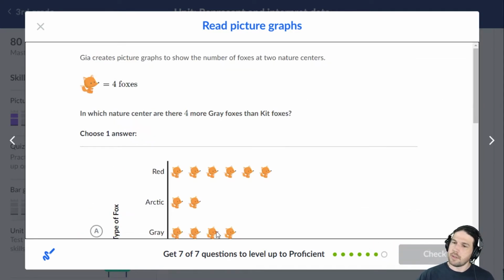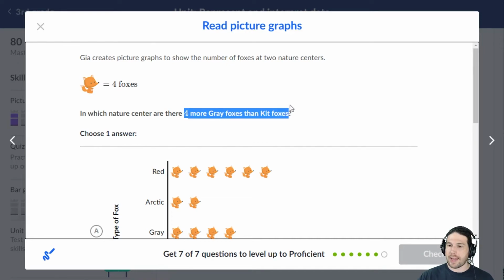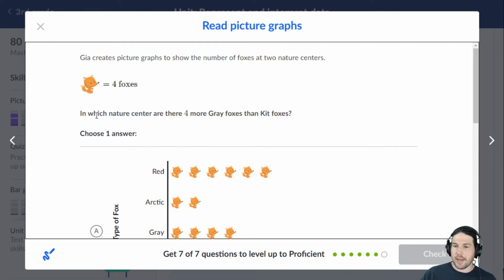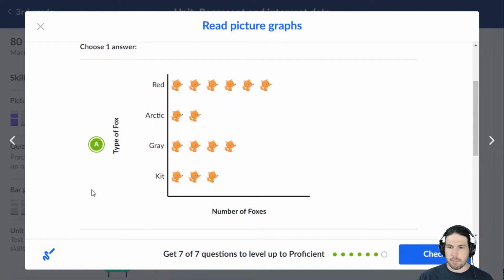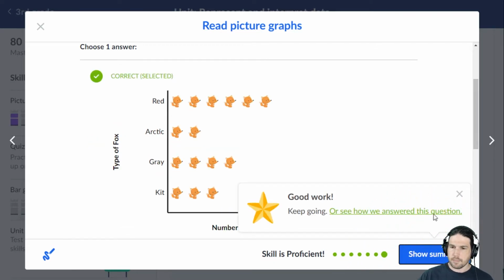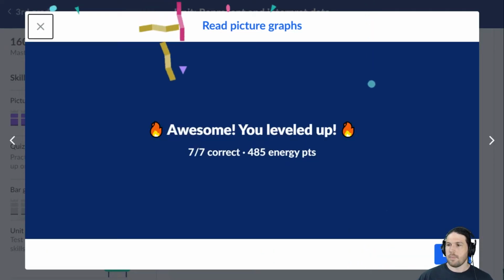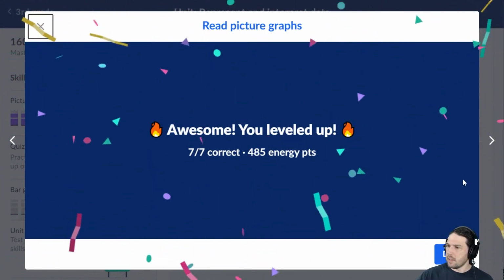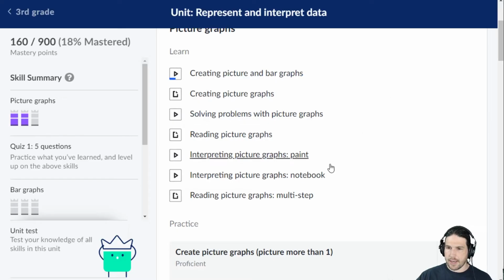If each little cute baby fox is worth 4 foxes, in which nature center are there 4 more gray than Kit? So 4 more means 1 more little picture, right? So the gray picture should have 1 more fox than the kit picture. And I think we found it. Boom, already done. That's reading picture graphs. Let's go ahead and continue.